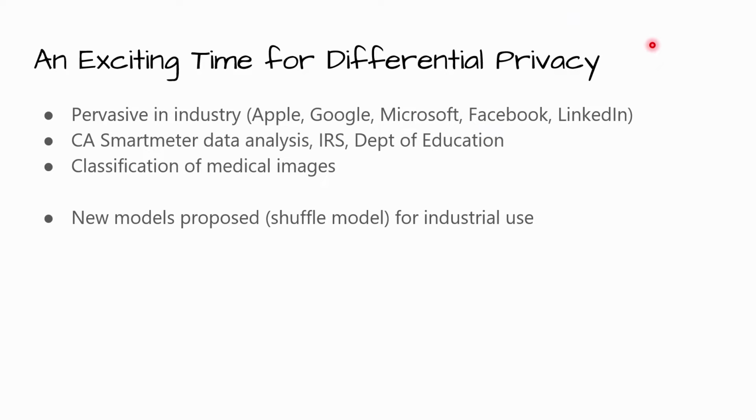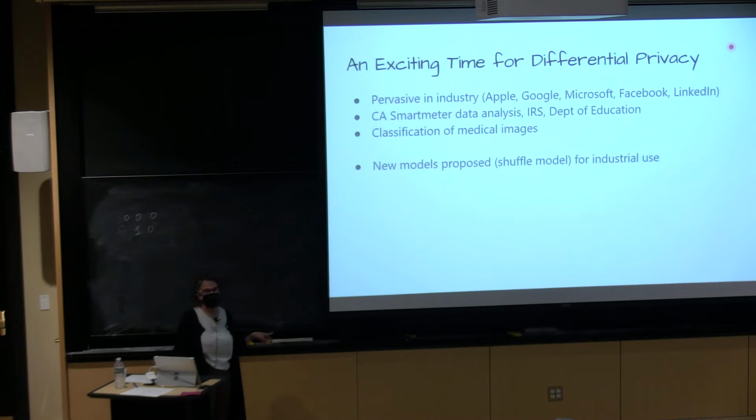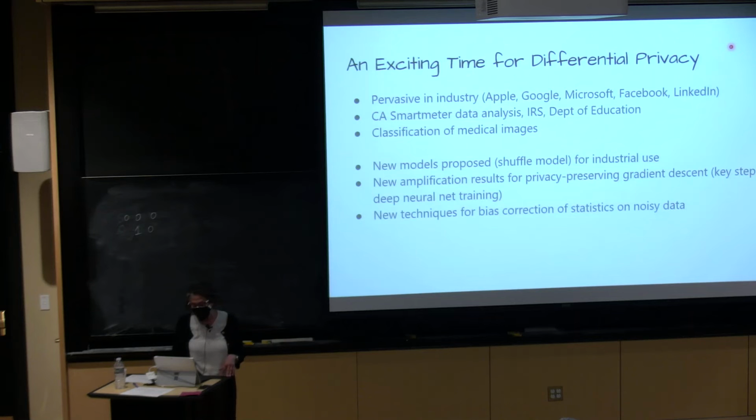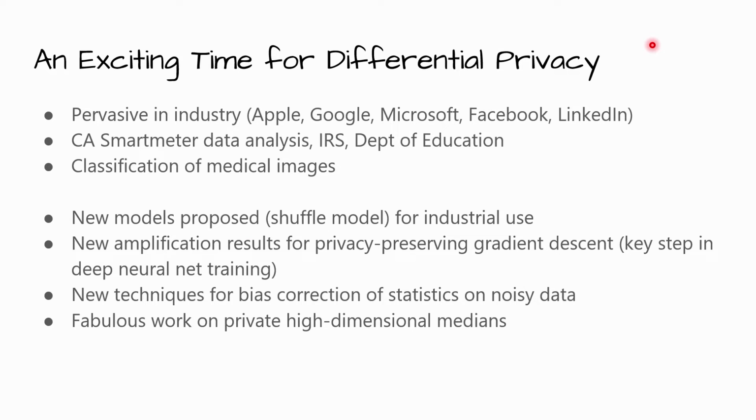There are new models proposed. This is something I alluded to early on. Maybe we'll talk about something called the shuffle model in industrial use tomorrow. New amplification results, we'll definitely talk a bit about those. New techniques for bias correction of statistics on noisy data. We need a whole lot more of this. If you're interested, there's tons of work to be done here that is interesting mathematically and of great social use.